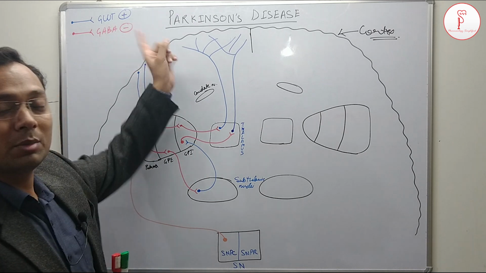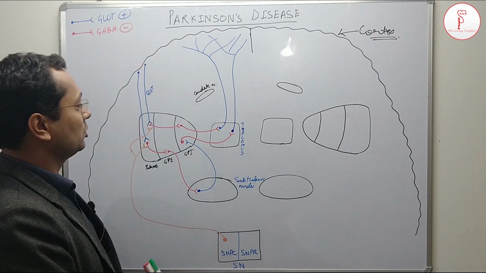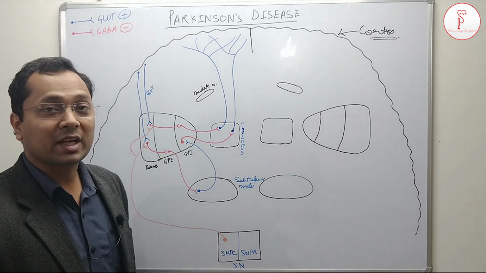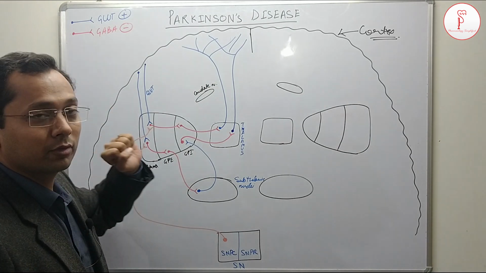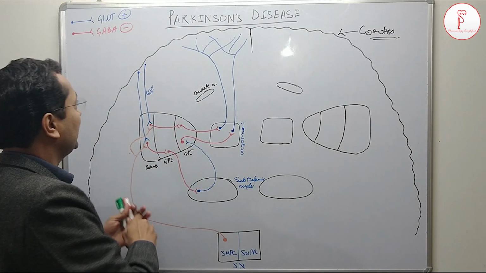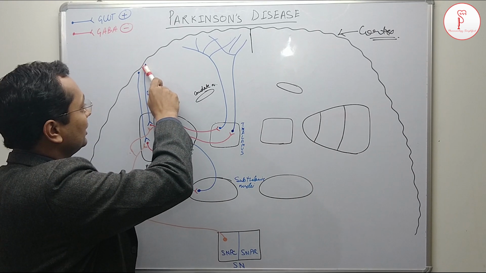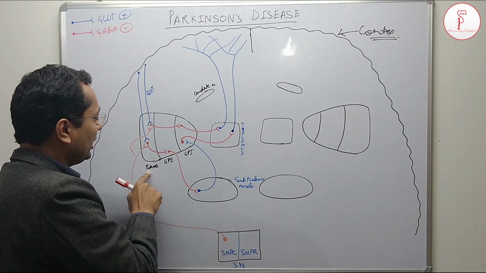So now first we will see this neuron. In blue I have shown glutaminergic neurons, which means they are excitatory neurons, and in red I have shown the GABAergic neurons, which are inhibitory in nature. So whenever there is a thought of initiating a movement, the very first thing is that the movement will be initiated from the cortex, and a glutaminergic neuron will send this signal to the putamen.